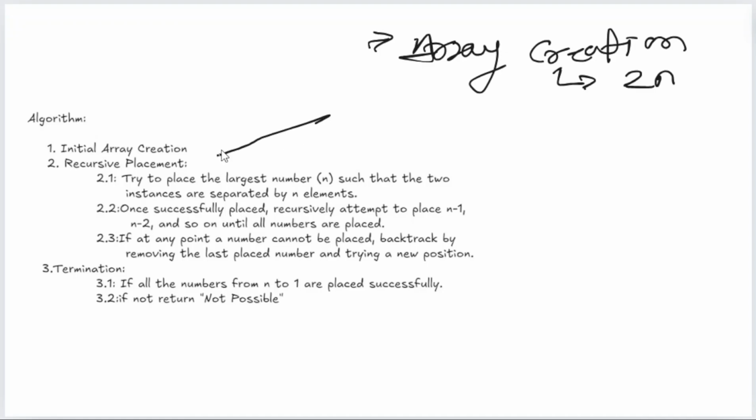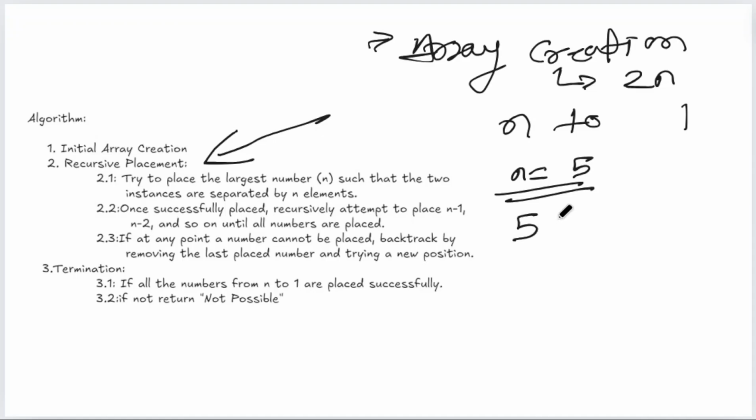And then we'll do a recursive placement where we try to place the largest number first. Basically we'll try to place from n down to 1. For example, if we are given n equal to 5, we'll try to put 5 in the correct place, then we'll try to put 4, then 3, then 2, then 1, and so on.